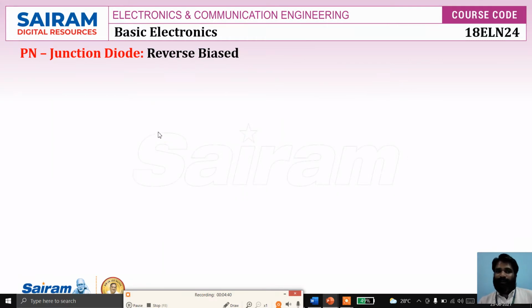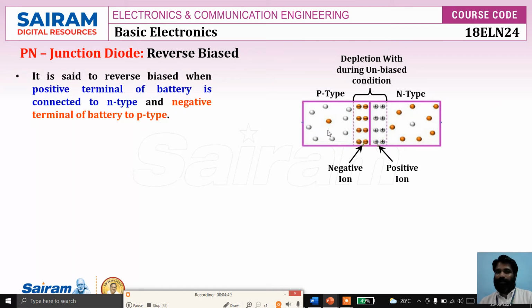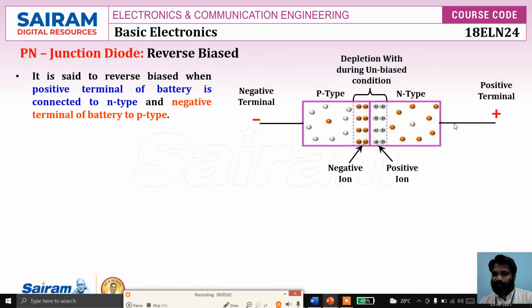Now we'll see reverse bias. The diode is said to be reverse biased when you connect the positive terminal to N type and the negative terminal to P type. The depletion region increases because, compared to the unbiased condition, this positive voltage attracts the electrons. I mean, electrons are moving away from the junction.